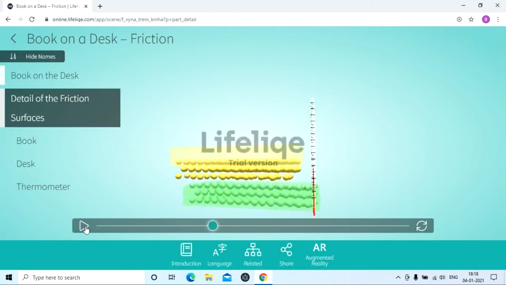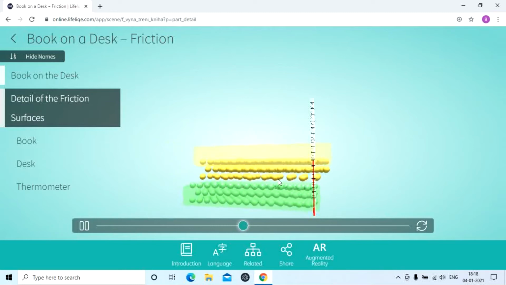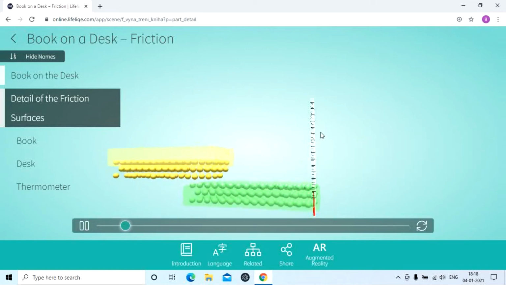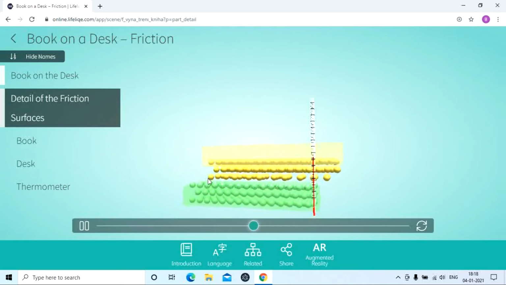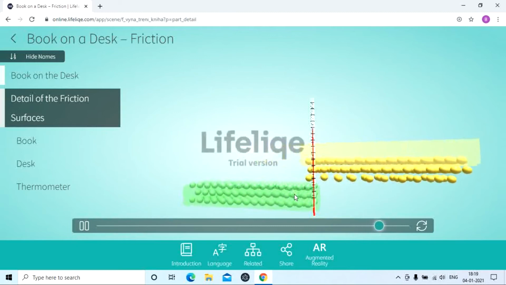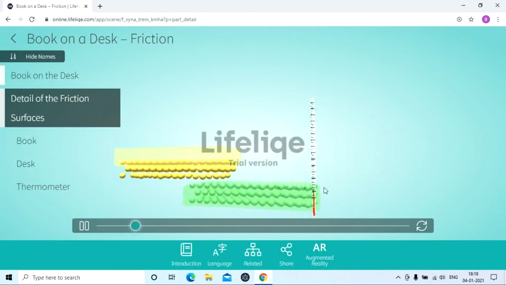So here you can easily see when the book is moving, there is interlocking between the book and the desk, because of which the temperature also rises. You can see this is a thermometer. Because of the friction between this book and the desk, the temperature is also rising.